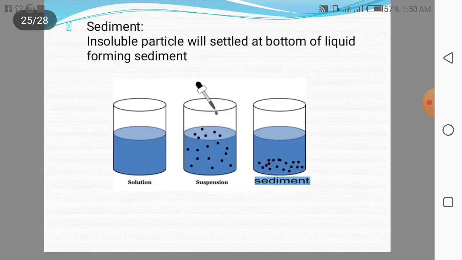Now, sediment. Insoluble particles will settle at the bottom of the liquid, forming a sediment. Here you can see in the picture, in a solution the particles get dissolved properly and the solution is clear. While in a suspension, the particles are spread throughout the water. And in sediment, the particles settle down at the bottom of the glass.